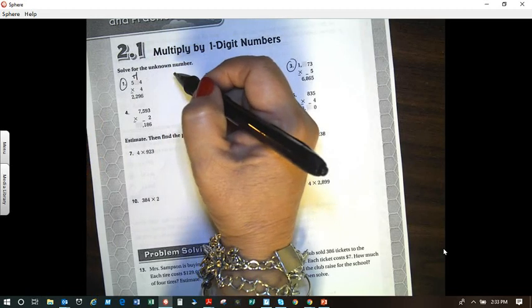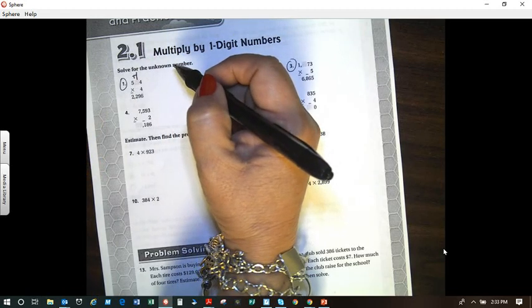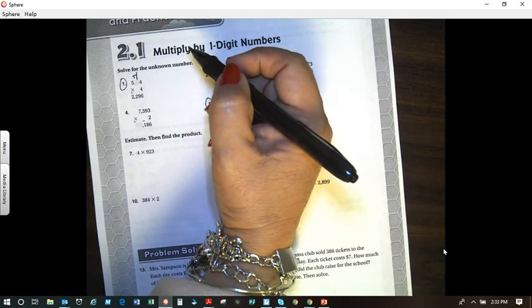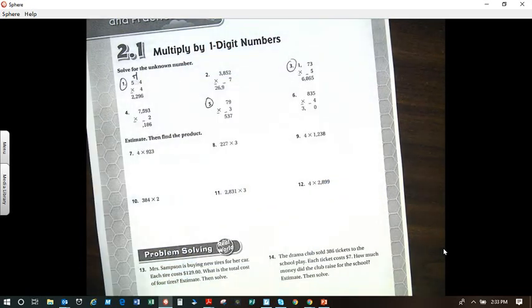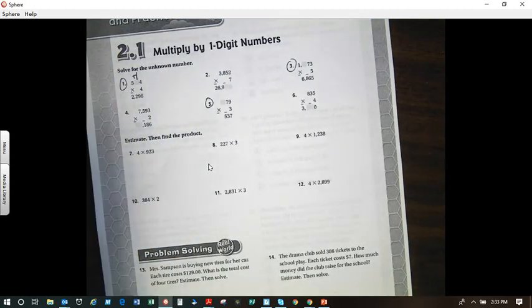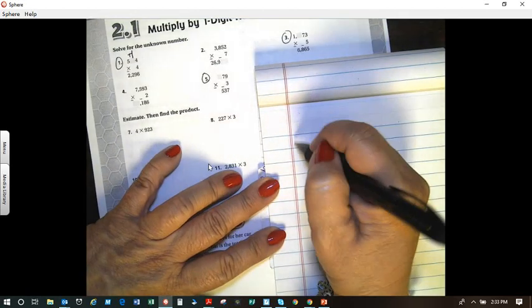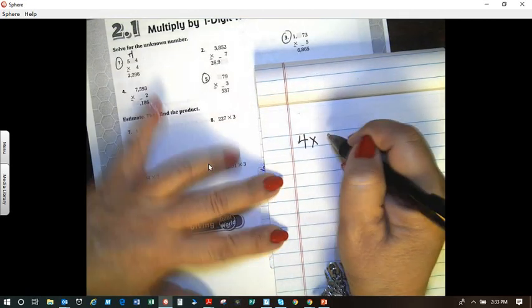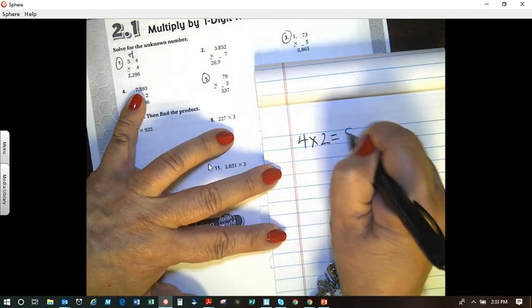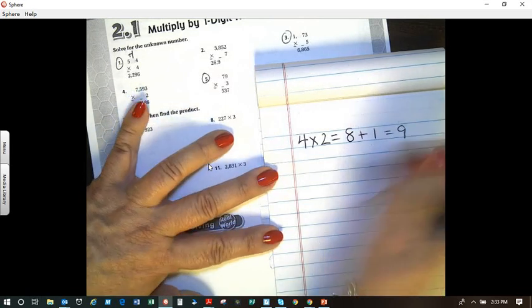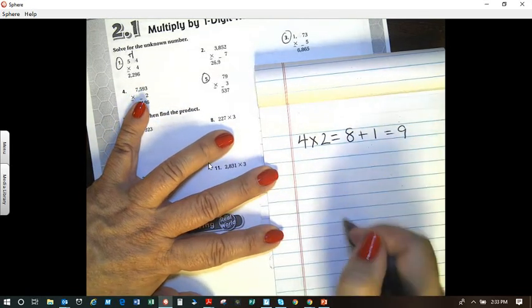All right, so I'm going to work on a sheet of paper. Let me get my sheet here. Y'all are at specials, and so I'm trying to hurry up so that it's done before I pick you up. If I did 4 times 2, that equals 8 plus 1, that gives me my 9. So I can try that. Actually, I'm going to do it down here.